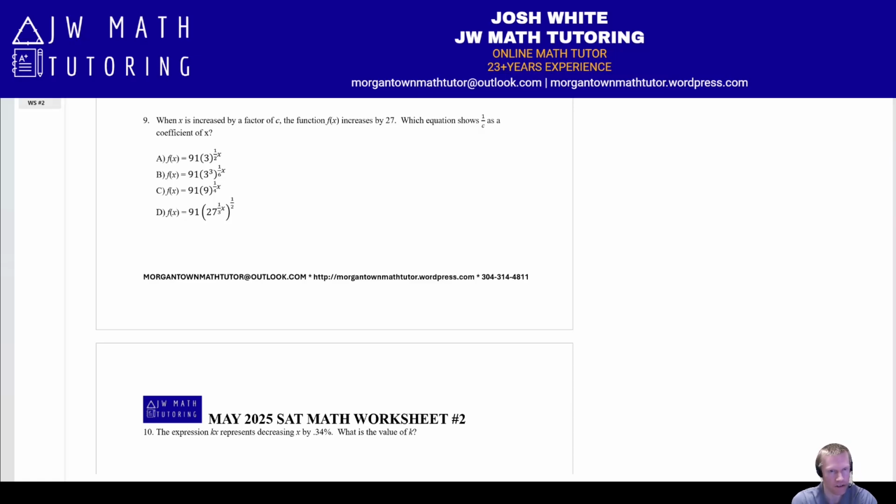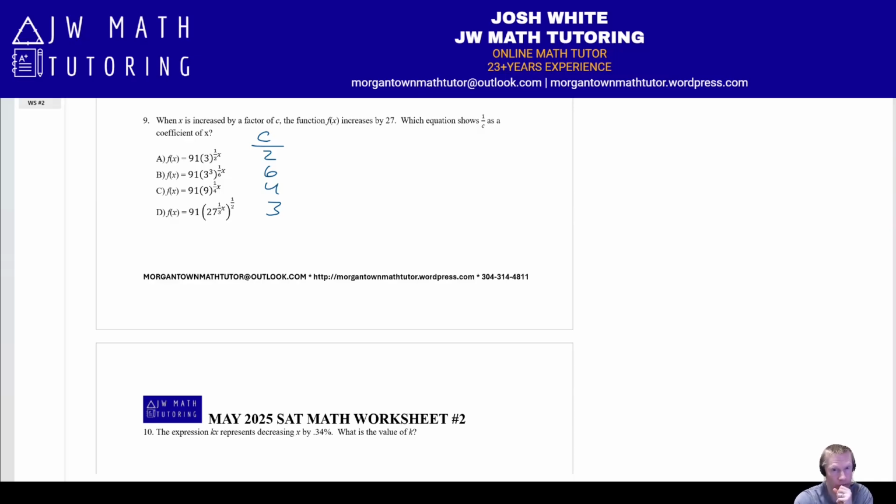When you increase x by a factor of c, the function increases by 27. Which equation has 1 over c as the coefficient of x? All right, so there's two different ways you could think about this. Here's one way. You're looking for 1 over c as a coefficient of x, right? Okay, so that means if you go through each of these, in the first one, the c has to be 2. In the second one, the c has to be 6. In the third answer choice, c has to be 4. And in the last one, c has to be 3.